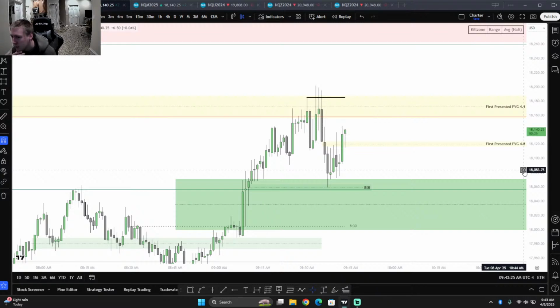Alright, now you want to see speed higher. ES just wicked into its first presented fair value gap. I'll see speed. See speed.